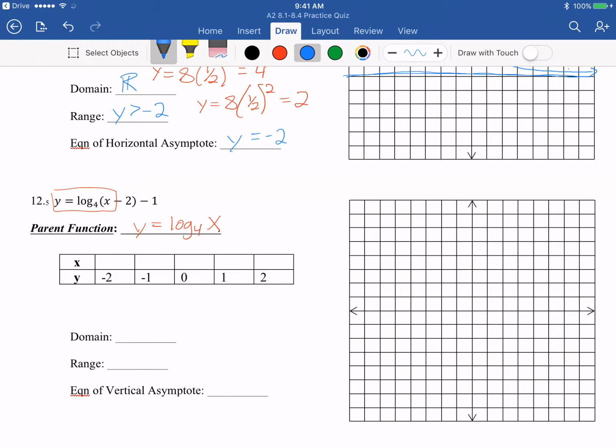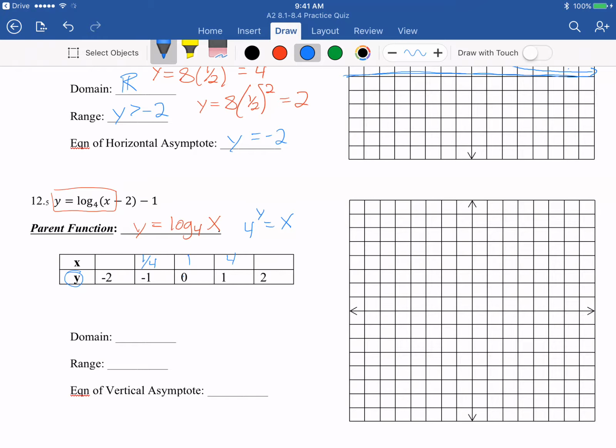I always like to start by writing this as an exponent. So this is 4 to the y equals x. So I plug in my y's first instead of my x's. If I plug in these guys, 4 to the 0 power is 1. 4 to the first power is 4. 4 to the -1 is 1/4. All right, so if I look here, I can go through and graph these guys.